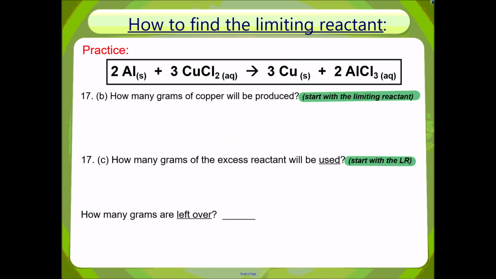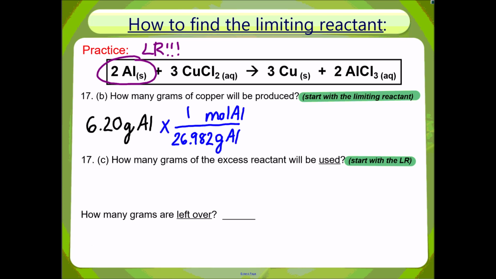Part B of question 17 asks, how many grams of copper will be produced? The hint is to start with the limiting reactant, which is now determined to be aluminum. So starting with the given amount from part A, I have 6.20 grams of aluminum, which I must convert to moles of aluminum. I will get rid of grams aluminum and place mole of aluminum on top. In step 2, mole to mole ratio, I will get rid of moles of aluminum by placing it on the bottom. And on top, I will answer the question by placing moles of copper.